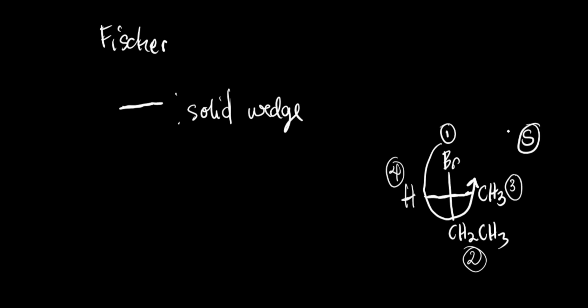Now, because the least priority group is attached to this solid wedge, which is a horizontal line, the actual configuration of this molecule is the reverse configuration. So it's an R. So this molecule has an R configuration. Why not an S configuration? Well, because the least priority group is attached to a solid wedge, and it ought to be attached to a dashed wedge in order for us to maintain the S. I hope we are able to understand it.